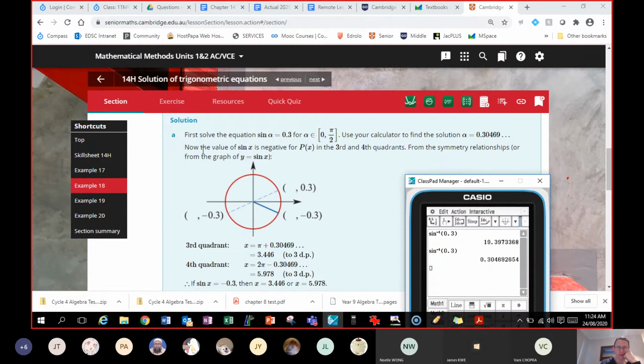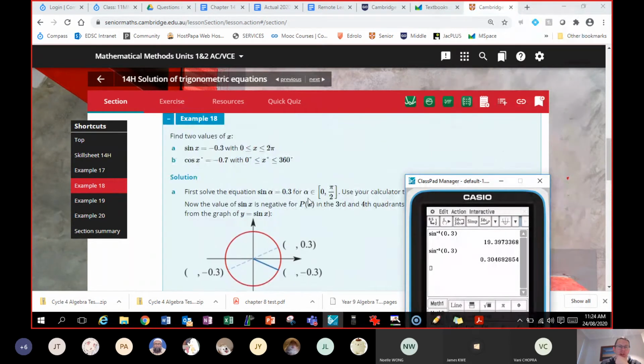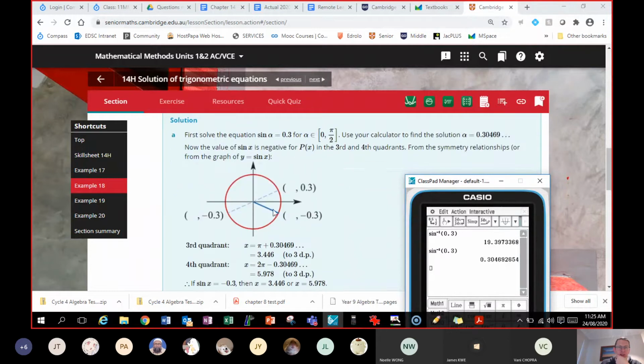So you find the solution. So we do have some symmetry relation. That's for this one, when sine equals negative 0.3 from 0 to 2 pi. So it's going to be negative 0.3 from here and here. So if that's 0.3 here, you can add on pi from here, and that will get you to the third quadrant.